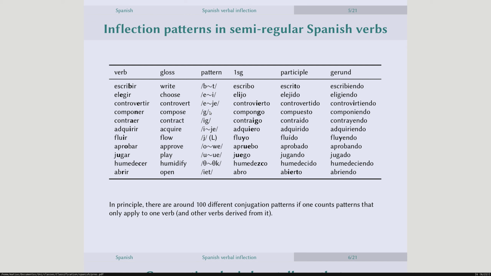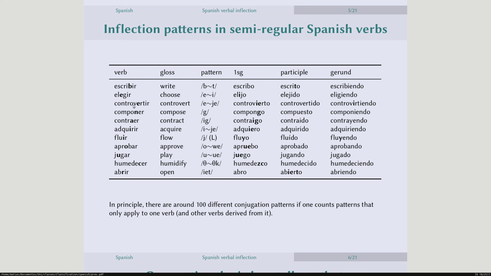And what you see is that we have consonant alternations. For example, B goes to T. The verb escribir goes to escrito in the participle. However, it is fully irregular in the first singular and the gerund. Sometimes E goes to I, like in elegir, which goes to elijo in the first singular. However, the participle and the gerund are as expected.